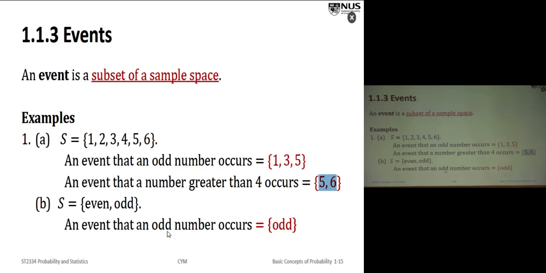Here's an example where a sample point is an event. In our second example, remember we were in 1b, you roll a die and you're only interested in whether it's even or odd. Remember, odd is a sample point, but it's also an event. So events contain a collection of sample points. Sample points are events, but an event is not a sample point, sorry.